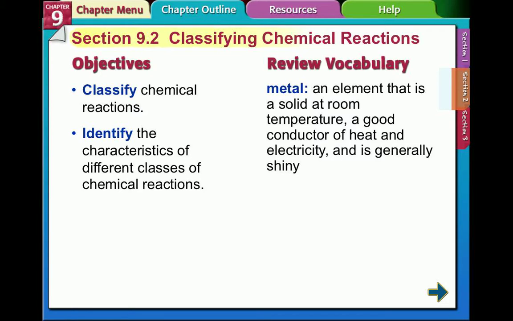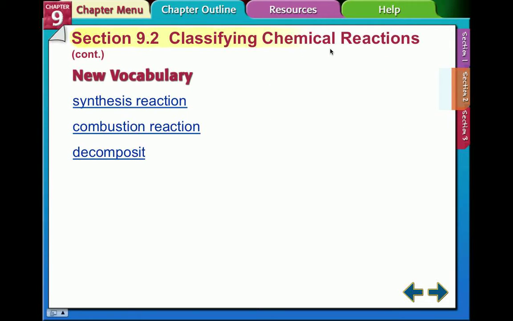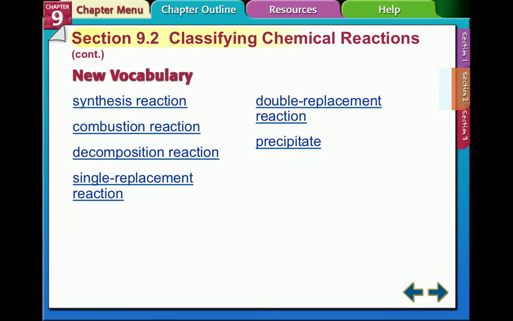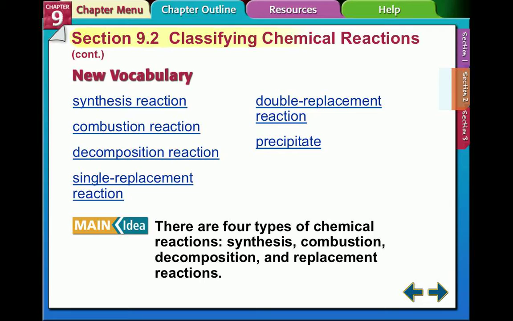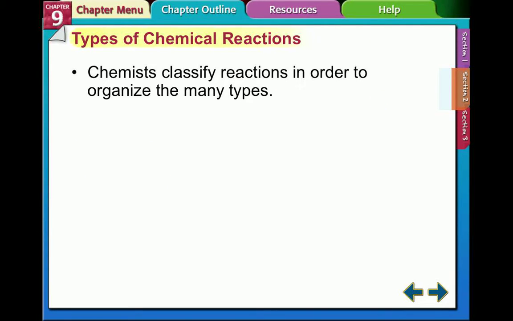Vocabulary review. Metal, an element that is a solid at room temperature, a good conductor of heat and electricity, and is generally shiny. New vocabulary. Okay, we have a synthesis reaction, a combustion reaction, a decomposition reaction, a single replacement reaction, a double replacement reaction, and a precipitate. Main idea. There are 4 types of chemical reactions: synthesis, combustion, decomposition, and the different replacement reactions.